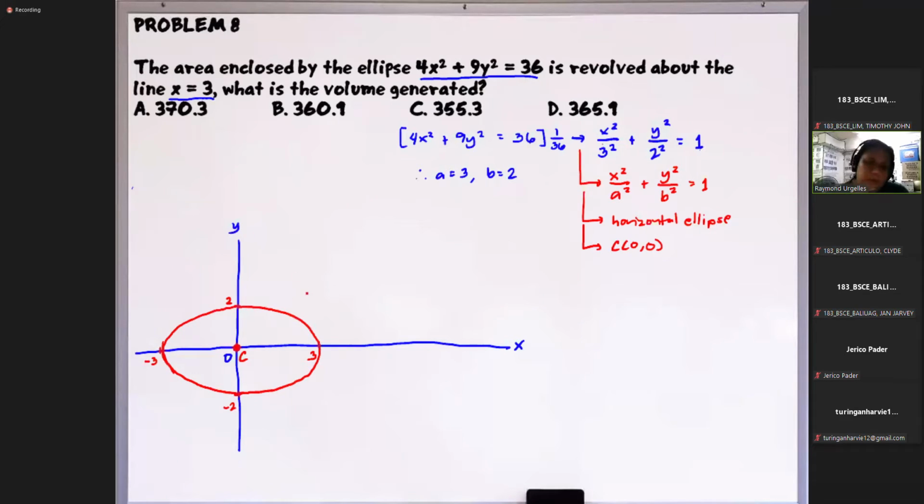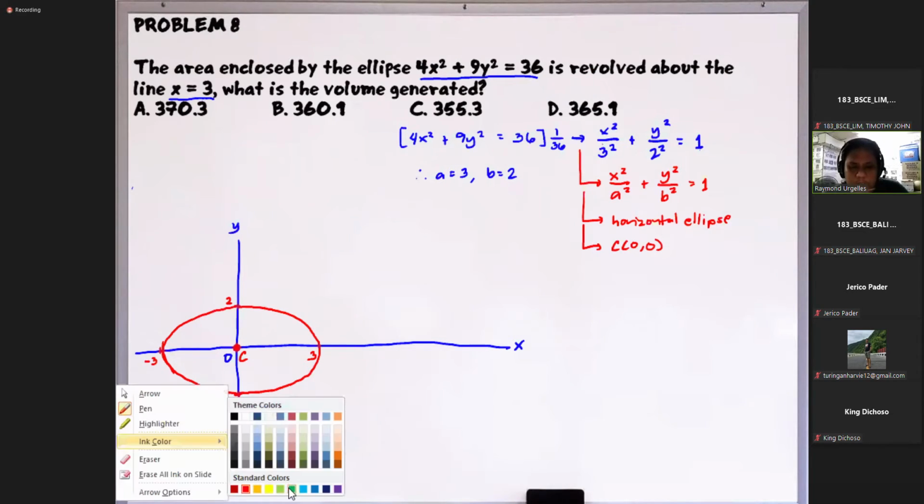Okay? So again, our ellipse is symmetric with respect to the x and y axis, so our figure should be symmetric. So we now have the ellipse, and the problem says the volume is generated by revolving about the line x equals 3.